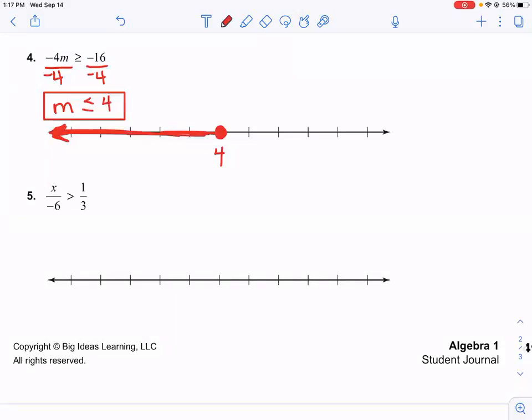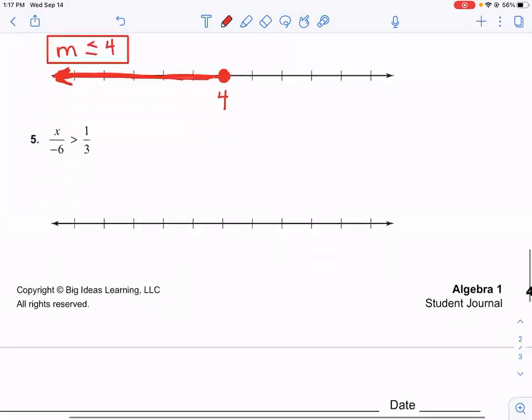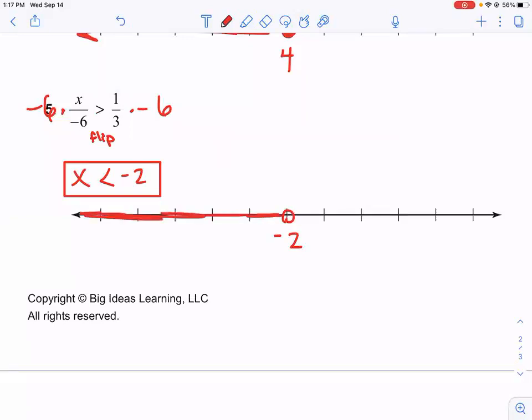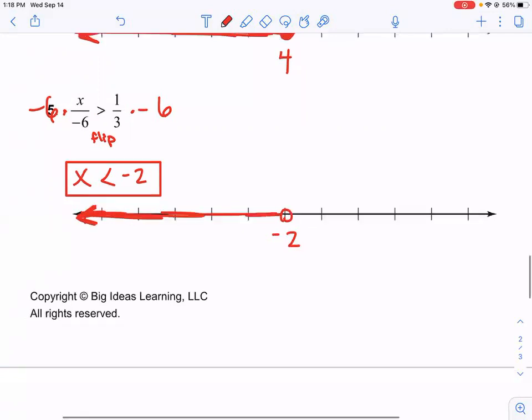Okay. Anna, what do you think we need to do for number 5? Let's multiply both sides by negative 6. When we do that, we have to make sure that we flip this inequality. So x is now less than negative 2 is what I heard. Estelle, at negative 2, open circle or close circle? Open circle. And which way are we going to shade? Oh, boring. We went to the left again. Do you agree with my help from Anna and Estelle?